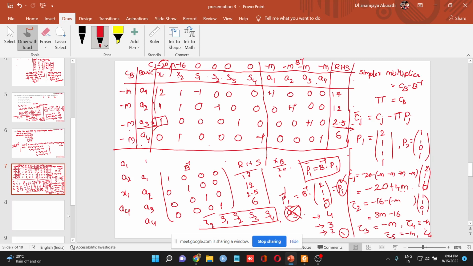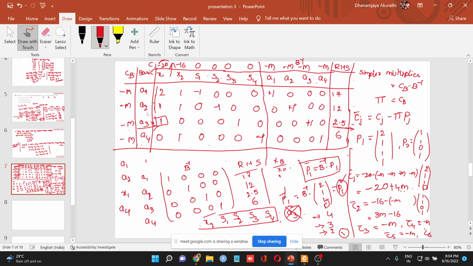But ma'am, then it is infeasible, na? In the simplex table, whenever there is the presence of an artificial variable, we say that it is an infeasible solution.